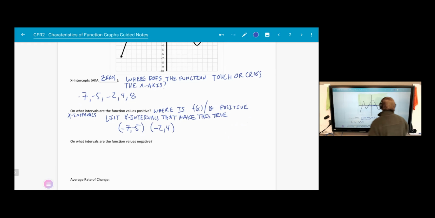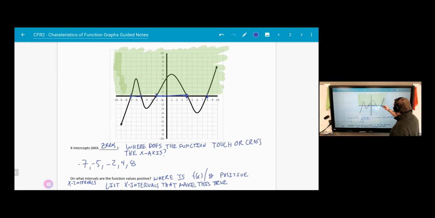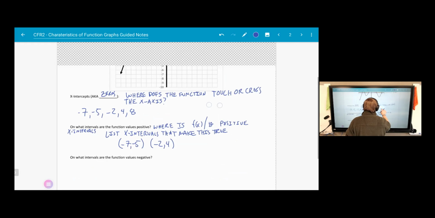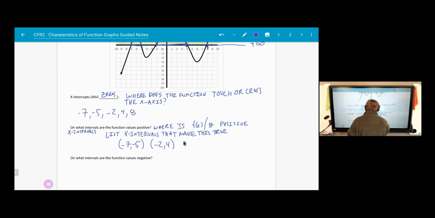Anything else that's positive? Anything else in this green area? Oh yeah, from 8 until it doesn't stop. What's "doesn't stop" again in x, or in general? Doesn't stop is positive infinity. So it's also positive from, what did I say, 8 to positive infinity.